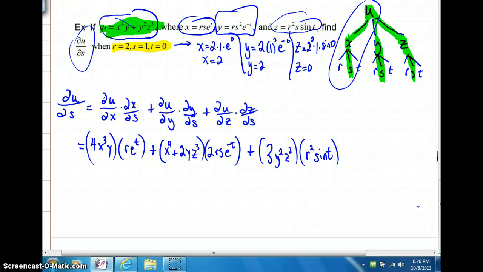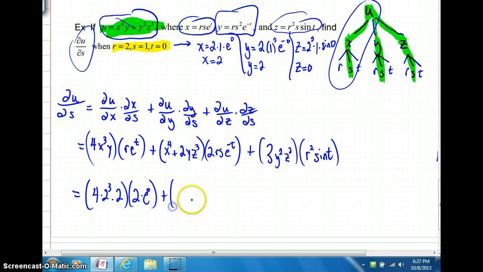However, we're going to plug in r equals 2, s equals 1, t equals 0, x equals 2, y equals 2, and z equals 0. As we do that, let's realize with x is 2, this is 4 times 2 to the third. Our y is also a 2. Our r is a 2, but we'll have e to the 0. And of course, e to the 0 is just going to become a 1. We'll have x, which is a 2, 2 to the fourth, plus 2 times 2, and then very nicely 0 cubed. Well, 0 is going to wipe all this out.